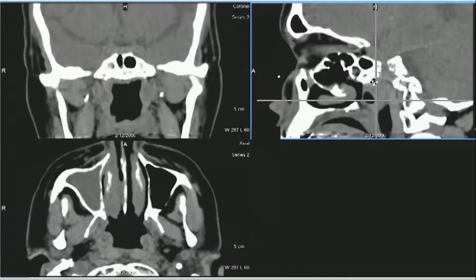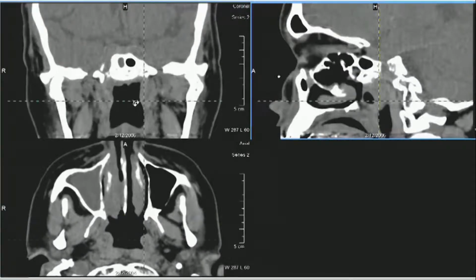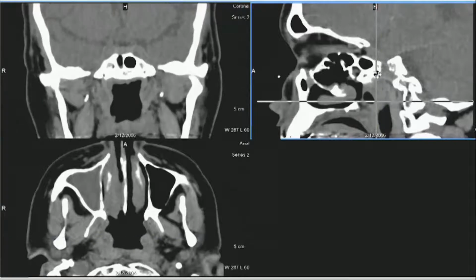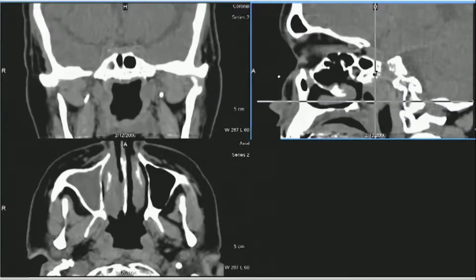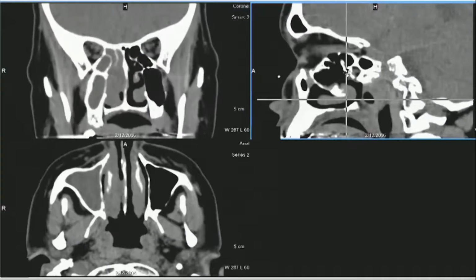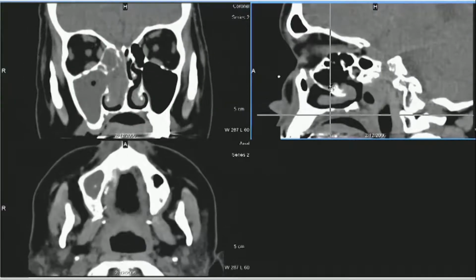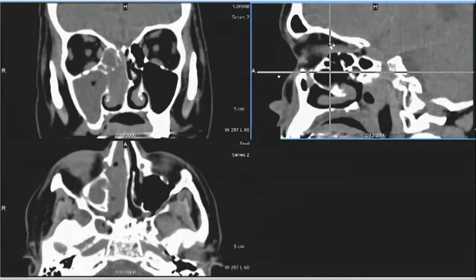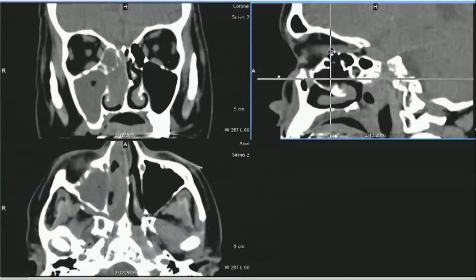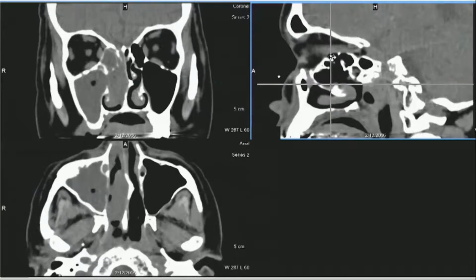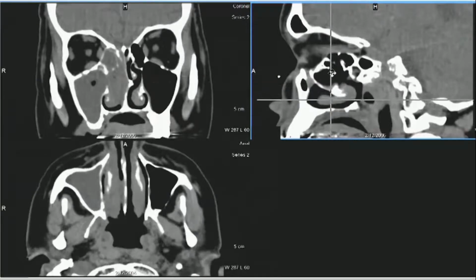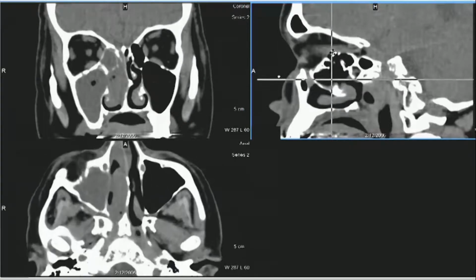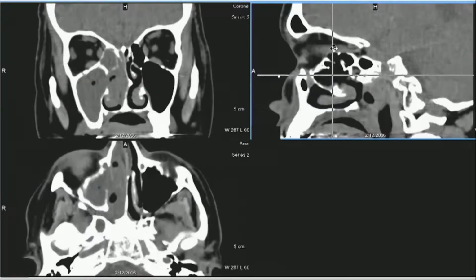Moving more posteriorly, there is again some prominence on the right side of the nasopharynx, but no clear evidence of deep infiltration of the parapharyngeal space to confirm nasopharyngeal involvement. The nasal cavity disease in this patient is nonspecific. It is unilateral, which favors an invasive fungal sinusitis or rhinosinusitis diagnosis, but it's not definitive, but it is a favored pattern.